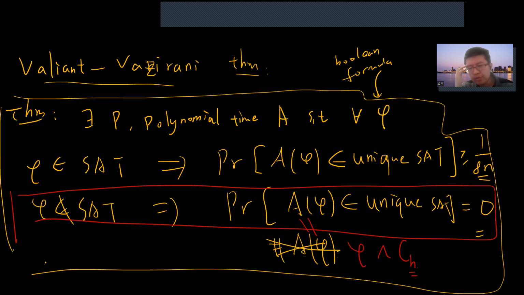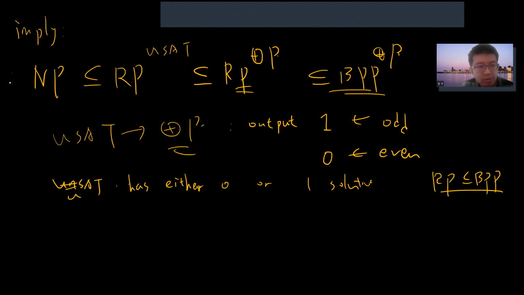Basically, once you prove this, the proof of Toda's theorem still needs some work, but up to here, once we have this formula and prove that NP is a subset of BPP to the parity P, it's very close to doing some work. Then you can prove that PH is also a subset of BPP to the parity P.